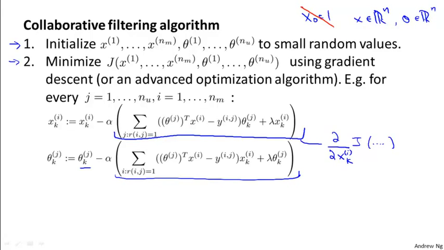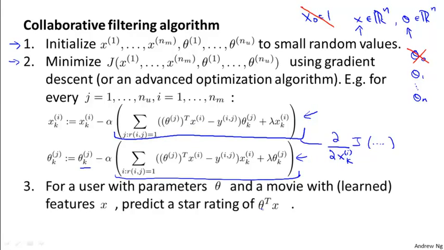And in this new formalism, we're regularizing every one of our parameters theta and every one of our parameters x, and there's no longer this special case theta 0, which was not regularized compared to the parameters theta 1 down to theta n. So there's now no longer a theta 0, which is why in these updates I did not break out the special case for k equals 0. We then use gradient descent to minimize the cost function J with respect to the features x and with respect to the parameters theta.